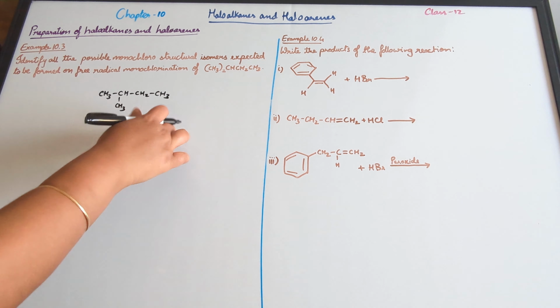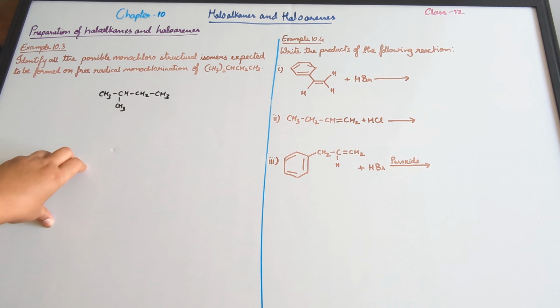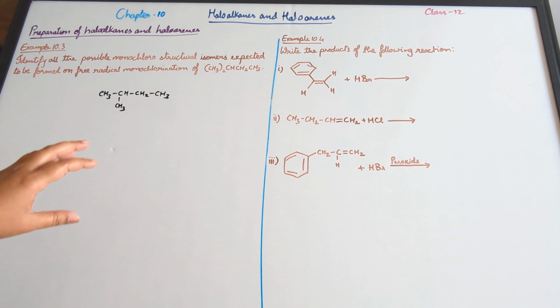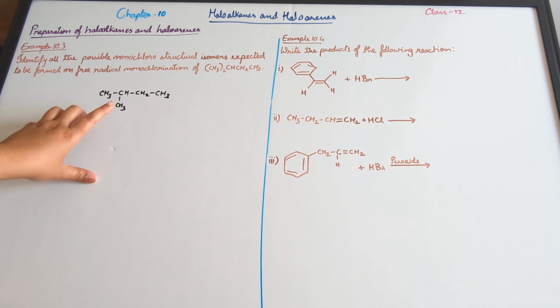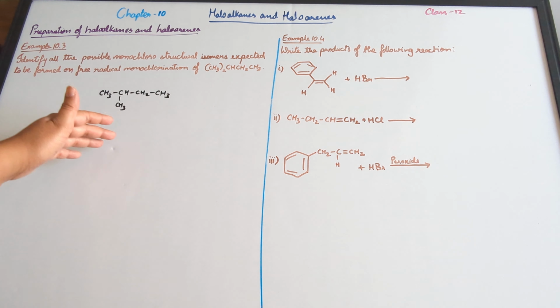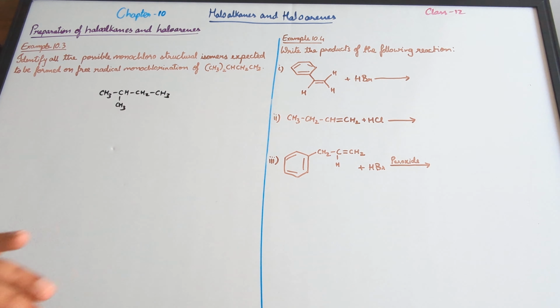So basically, we have been given this compound, that is 2-methylbutane, and we need to figure out what are the various monochloro structural isomers that are formed when free radical monochlorination takes place. When free radical monochlorination happens, one of the hydrogen atoms gets replaced. That's how we get the monochloro compound, where the hydrogen is replaced by a chlorine.